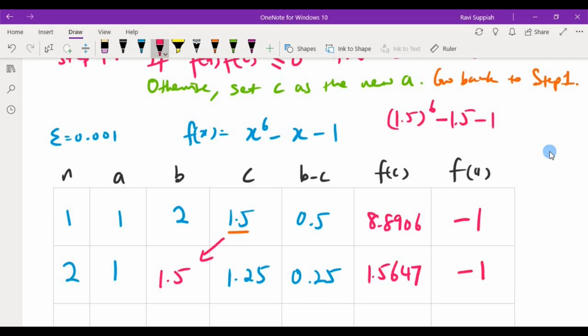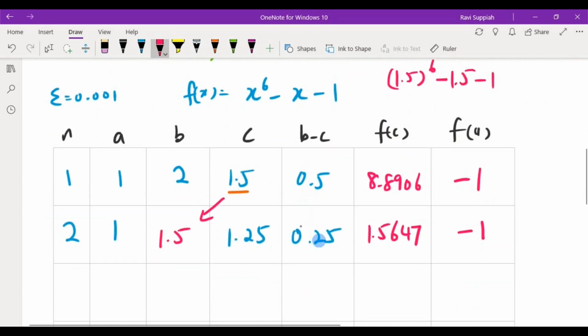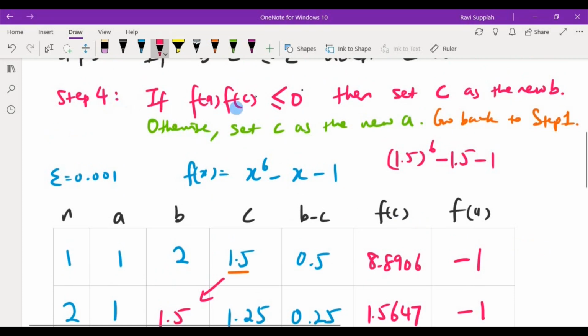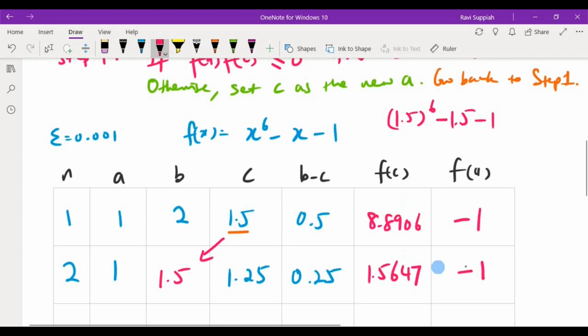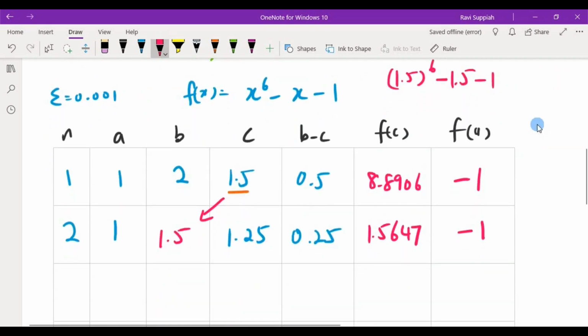So again we look back at the epsilon, the error difference between B and C. So B minus C is still not yet smaller than or equal to the epsilon here, so we have to carry on. So when you carry on to step 4, we first check this condition, FA multiplied by FC. As you can see, FA is negative, FC is positive, so negative and positive will give you a negative number, so this condition is satisfied. So set C as the new B. So C will become the new B over here. So 1.25 comes here. So this is the third iteration.